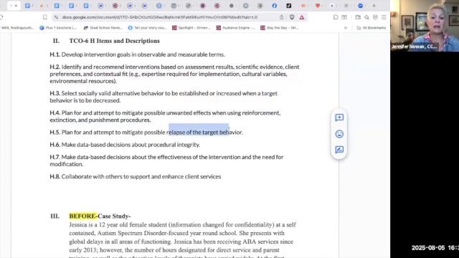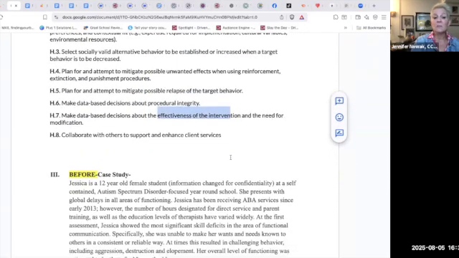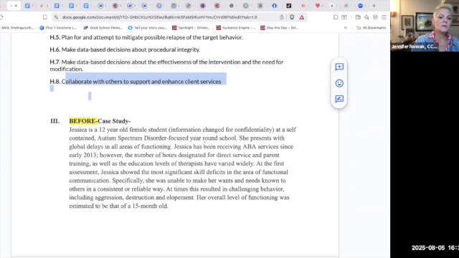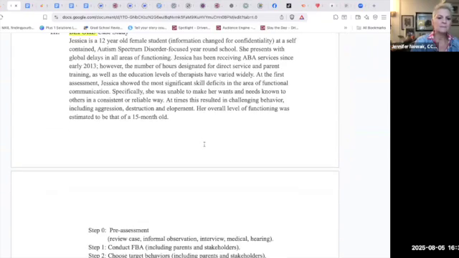So if it's behavior excess and we've worked on this to where the tantrums go away, how do we make sure those tantrums don't show back up again? Our programs should include information so that we're doing data-based decisions about procedural integrity, as well as data-based decisions on the effectiveness of the intervention and need for modification. And our program should include information on collaborating with others. So let's jump into our case study.